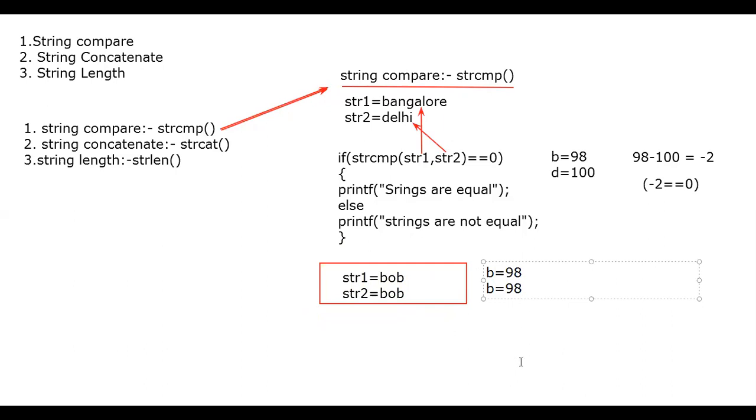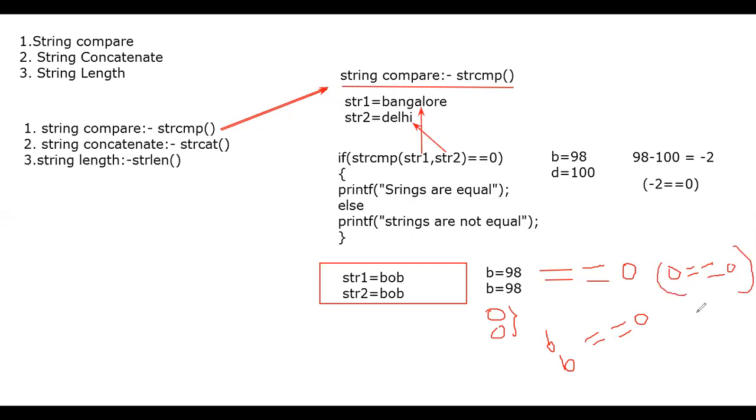Then the difference is 0. Fine. Then you go for the O. O and O, both ASCII values are the same, so the difference is 0. Then once again B and B, both will be 98, 98, so the difference is 0. So in that case, when you go for string compare, the result is 0. 0 is equal to 0, so the strings are equal.